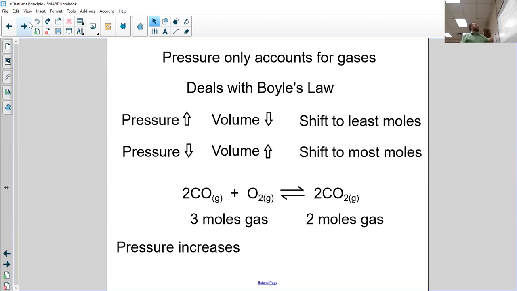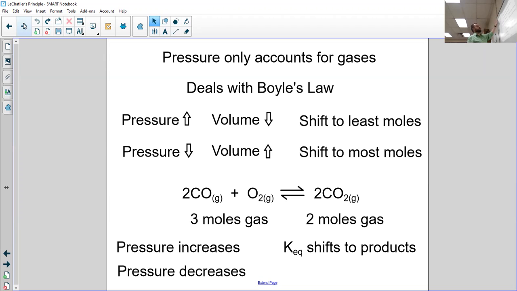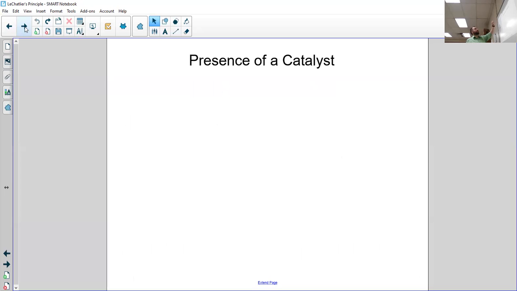So with an increase in pressure, we're going to shift toward the side with the least number of moles. So it's going to shift toward the products. It has 3 moles for our reactants, 2 moles for our products. It's going to shift towards our products. When pressure decreases, it's going to shift toward the reactants, the side with the most number of moles.